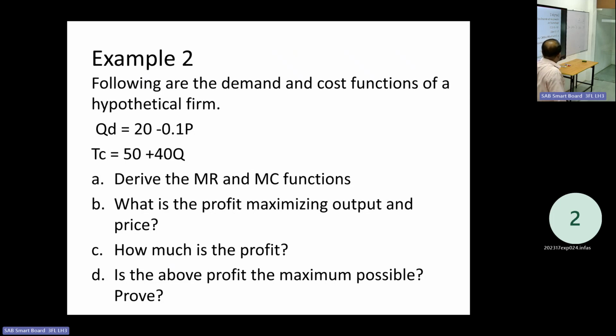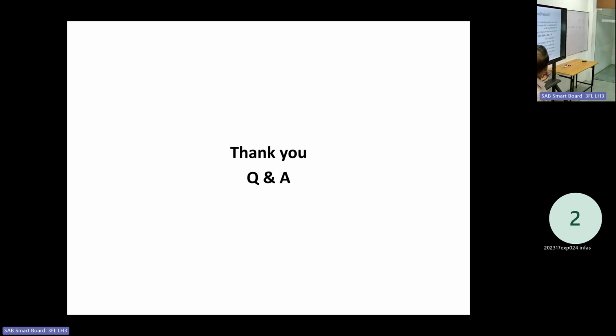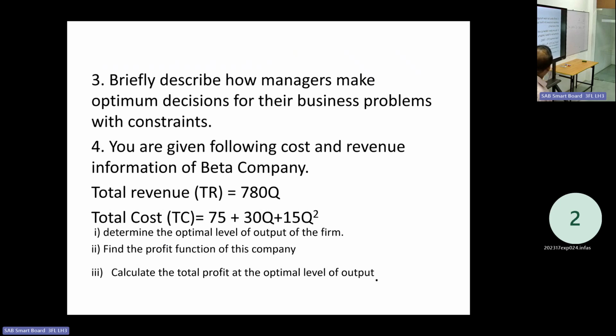To find the maximum profit, you need to derive the profit function, right? Based on TR minus TC, right? And you need to confirm whether that profit is maximum, taking the second derivative, right? So that is the homework question. You can do it, but some other questions are also given, right? For you to read.